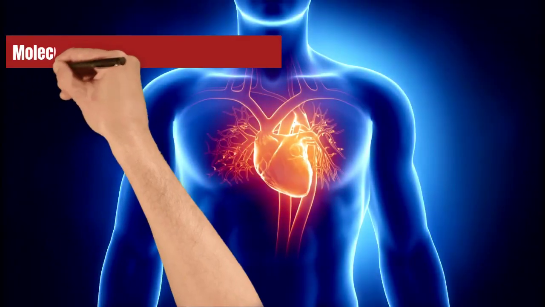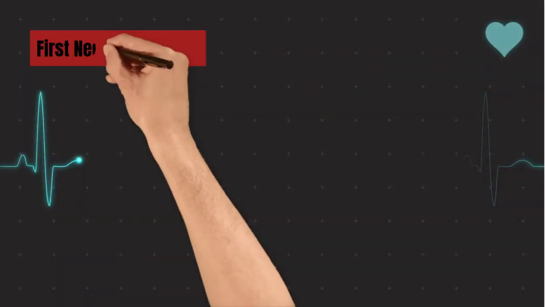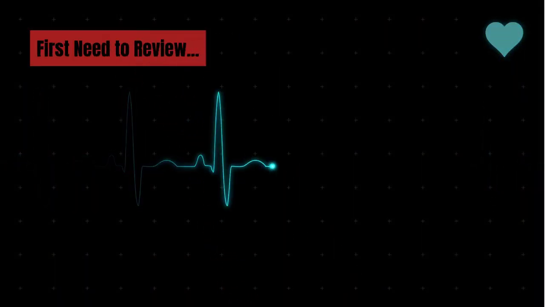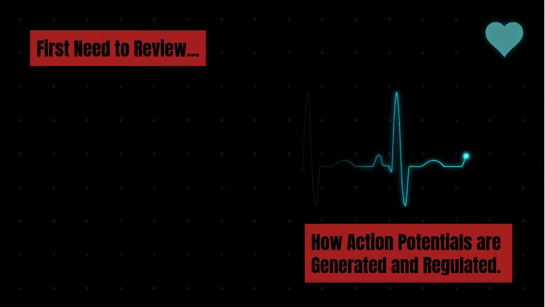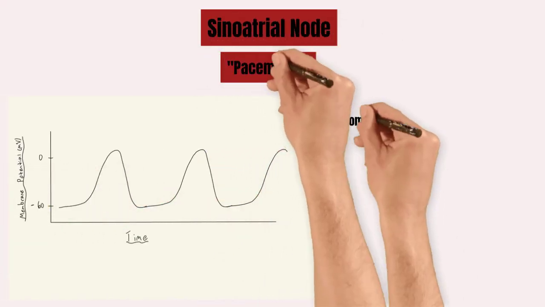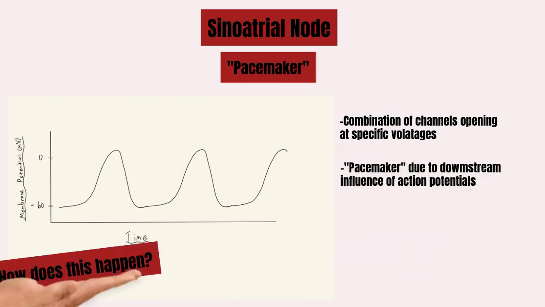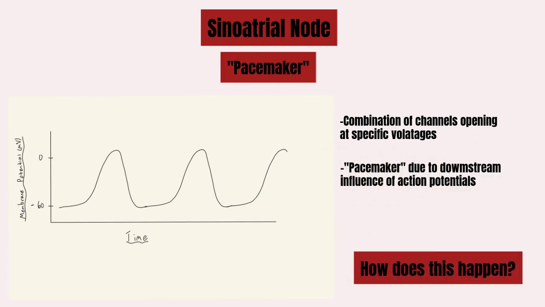Today I'm going to be discussing the molecular mechanisms of beta blockers. But first, we need to review how action potentials are generated and regulated. Action potentials are generated in the sinoatrial node. This is from the combination of channels opening at specific voltages and is known as the pacemaker due to its downstream influence on action potentials. But how does this happen?